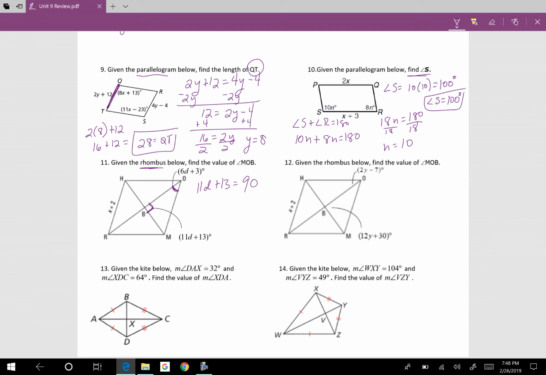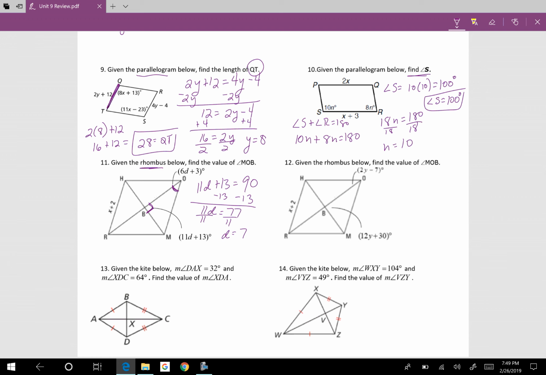I'm not going to touch the 6D plus 3 yet because I already know one thing to figure out the measure of D, and that's all I need. So take away 13 from both sides. So we get 11D is equal to 77. Divide by 11, divide by 11. So D is equal to 7.